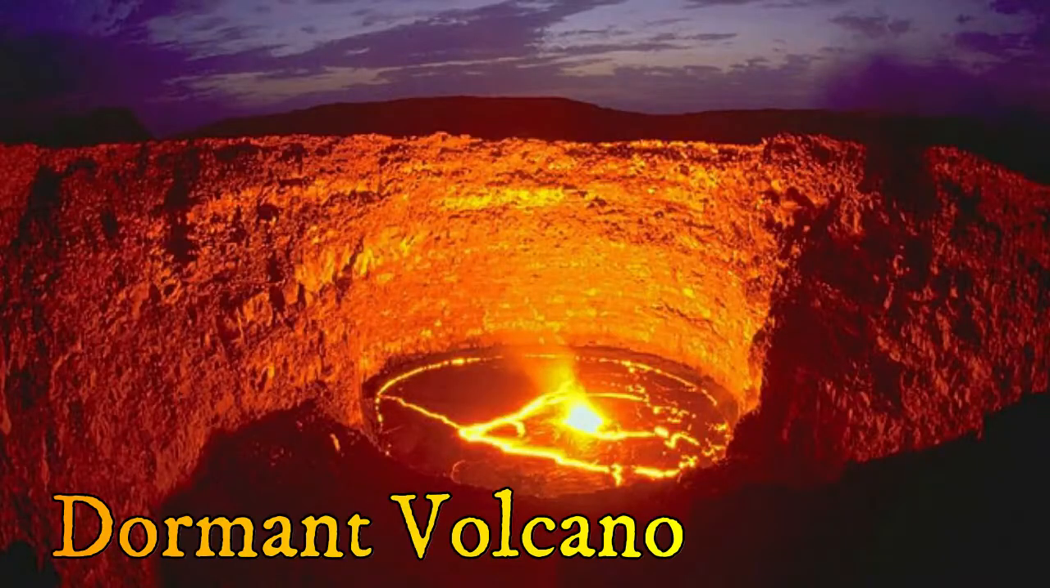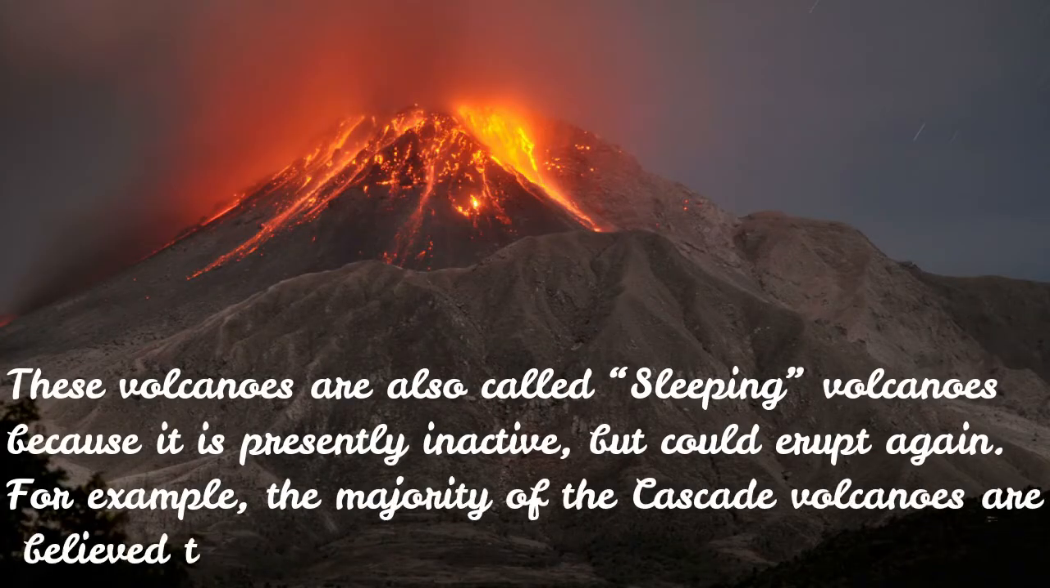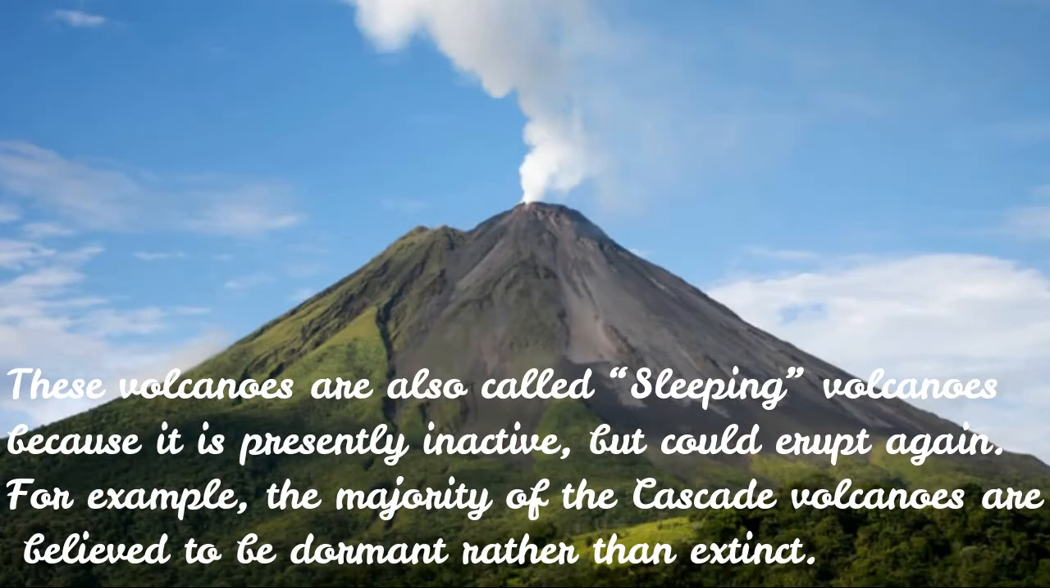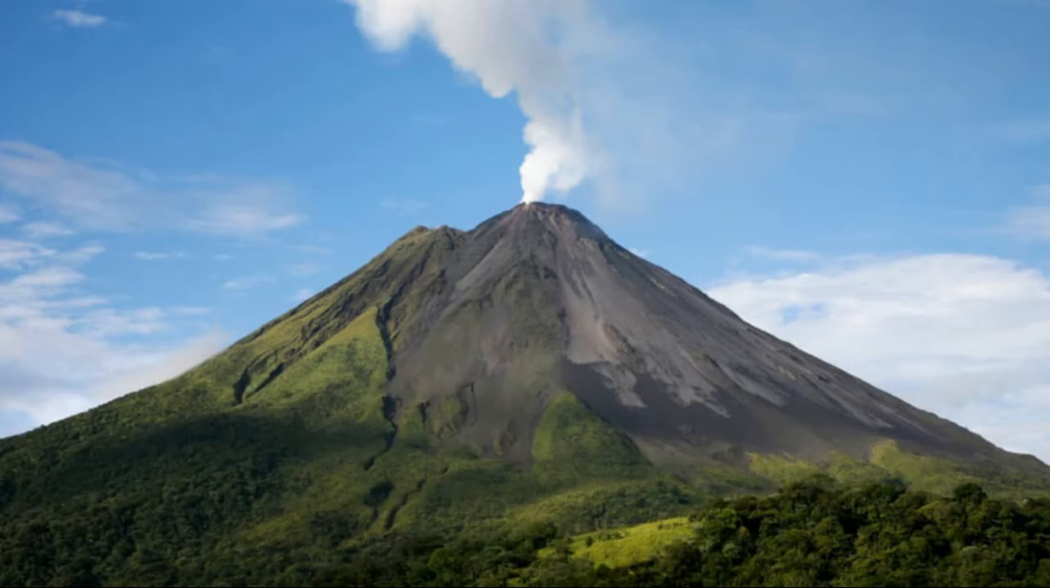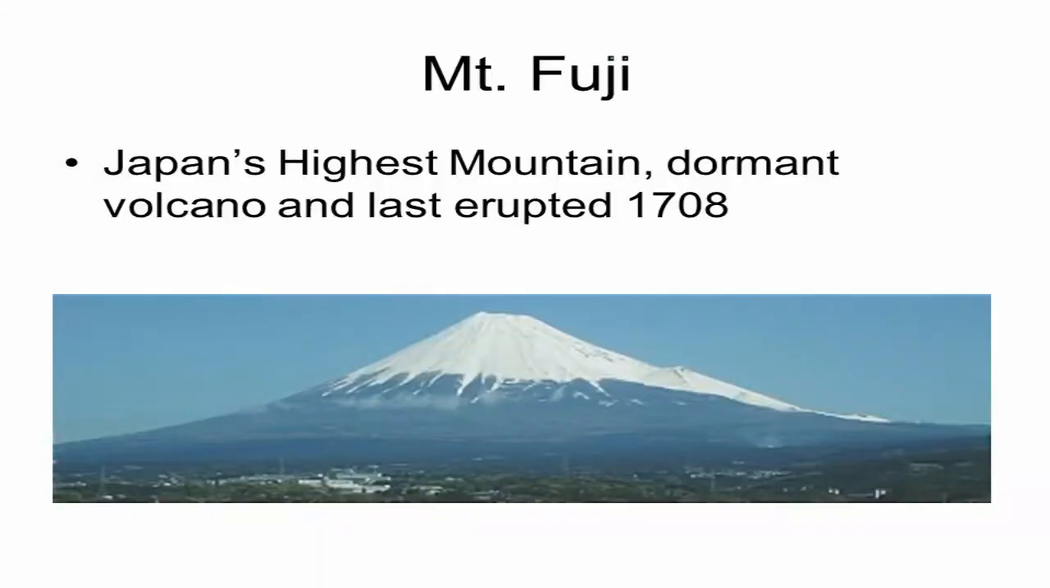Number two are the dormant volcanoes. These volcanoes are also called the sleeping volcanoes because they are presently inactive but could erupt again. For example, the majority of the Cascade volcanoes are believed to be dormant rather than extinct. Some other examples of dormant volcanoes are Mount Kilimanjaro in Tanzania, Africa, and Mount Fuji in Japan.